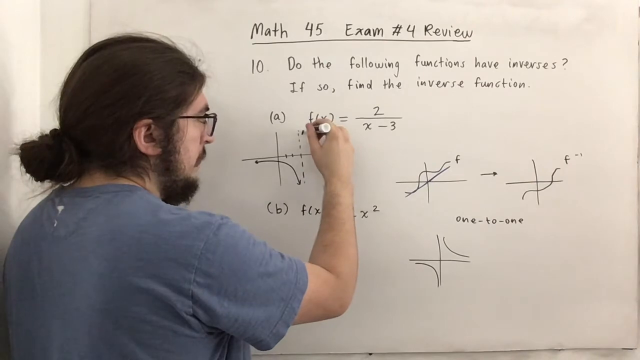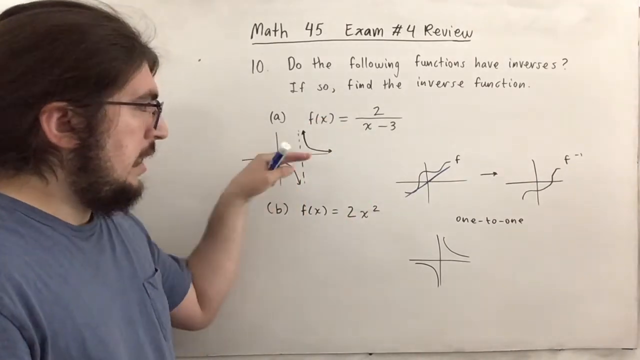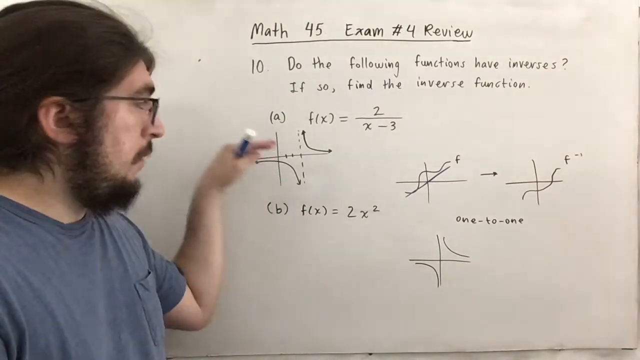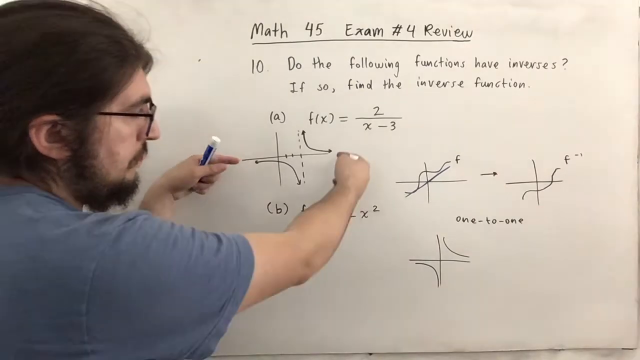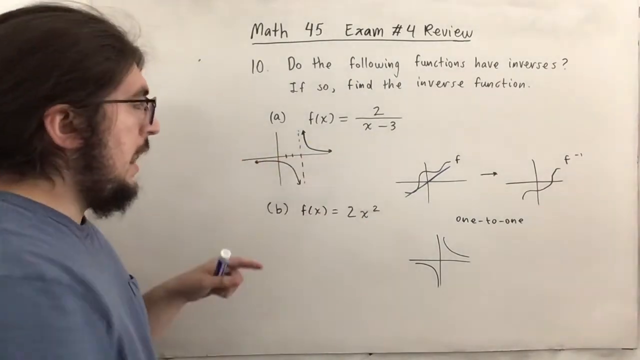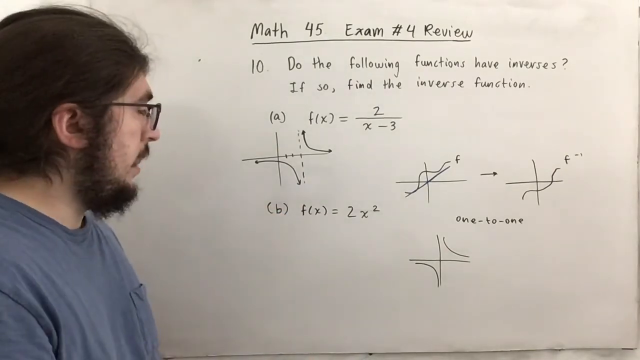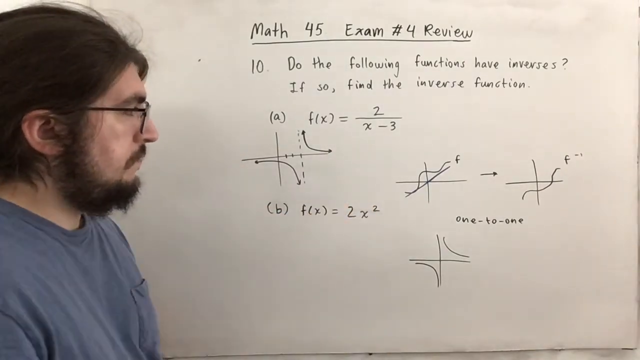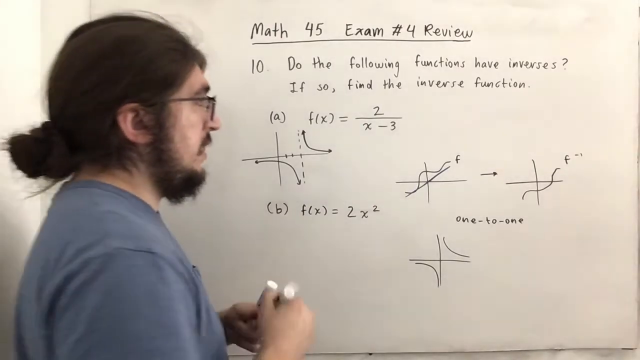Now the 2 on top means it's stretched out by a factor of 2 vertically, but that doesn't really affect it passing the horizontal line test. It still passes the horizontal line test. It may look iffy here, but remember there's a horizontal asymptote at the x-axis, so it will never touch that horizontal line. So these never cross or anything. Okay, so this is one-to-one, so this actually does have an inverse function.